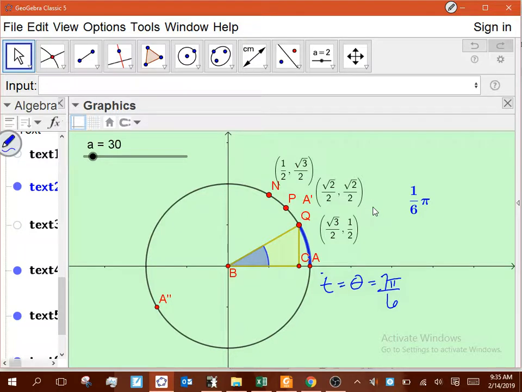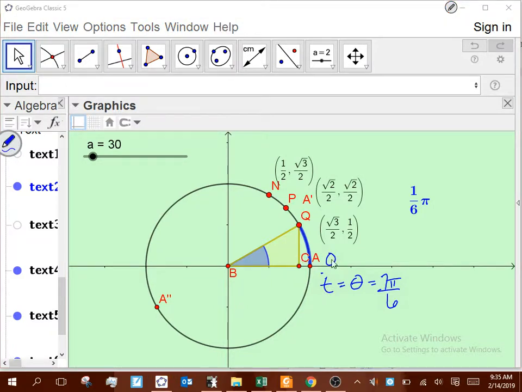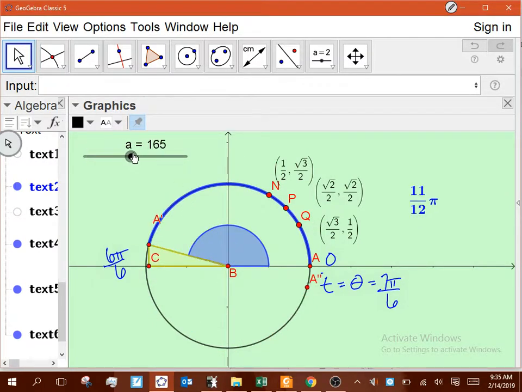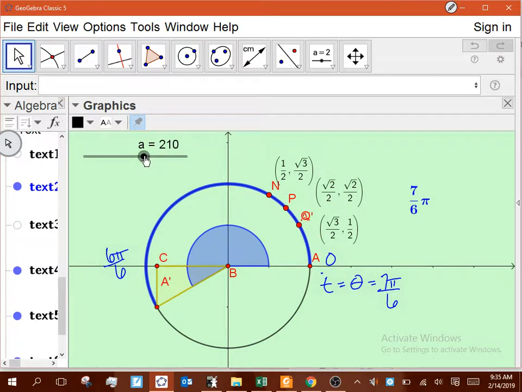So let's try 7 pi over 6. What I like to do then, if that's 0, a distance of 0, this would be a distance of 6 pi over 6, right? So 7 pi over 6 is going to end up terminating in what quadrant? Third quadrant. Let's verify that. We do see that it ends in the third quadrant, right?